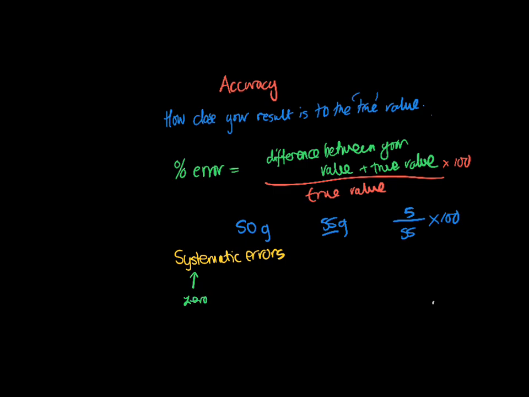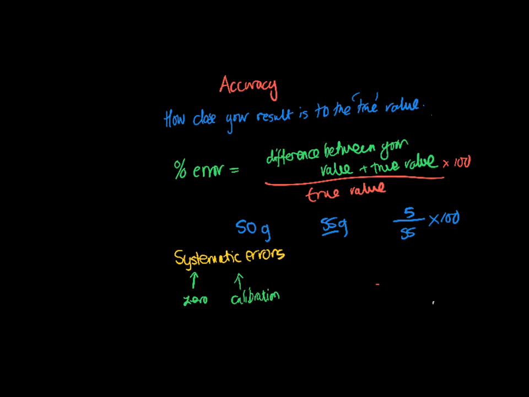So examples might be a zero error. If your equipment's not properly calibrated, that will also give you a systematic error, and zero errors are a type of calibration error. Other factors might be if you're transferring and you're leaving liquids behind and it's a significant amount, that will always affect your results in the same direction. Heat loss: you're always losing heat, you're never gaining heat, if you're doing an exothermic reaction. So all of those are systematic errors.